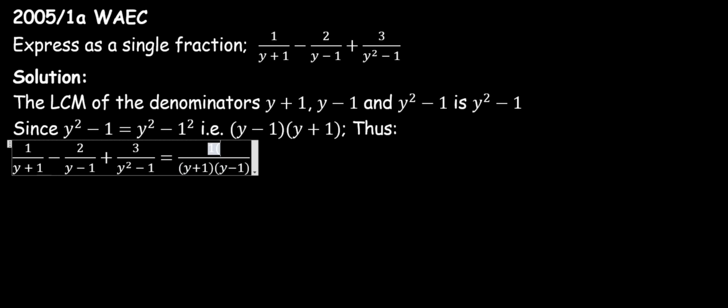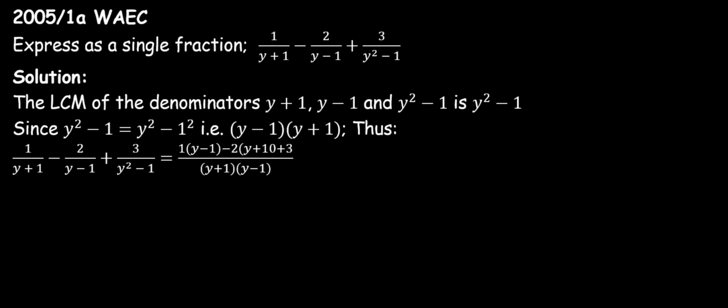Now in the first case, when y plus 1 divide the two items y plus 1 and y minus 1, you'll be left with y minus 1 multiplying the one that is there. Then minus 2 into y plus 1, because y minus 1 divide the denominator, the LCM, you'll be left with y plus 1. Then the last item, which is plus 3, y squared minus 1 divide y plus 1 and y minus 1 is just 1 that will be left, the result. So 1 times 3 remains 3.